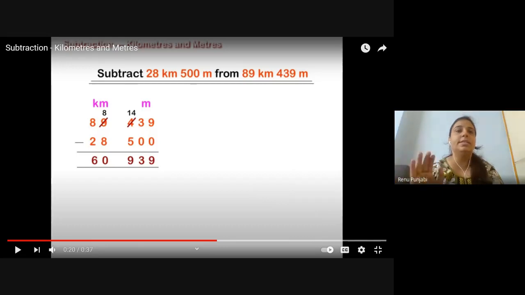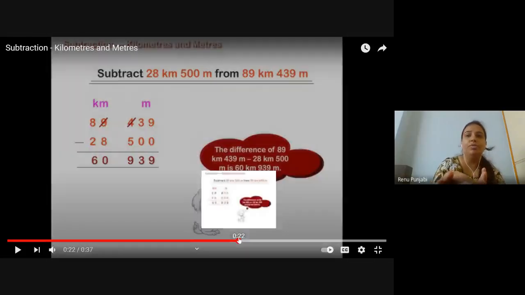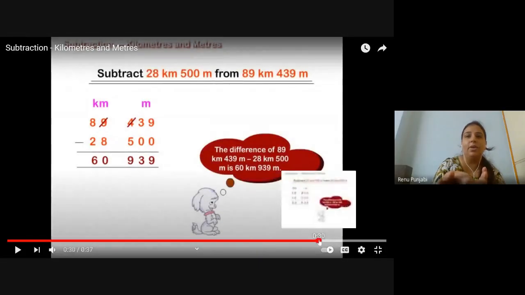You cannot say 60,939. If you are reading it as 60,939, then only one unit will come, that is meters: 60,939 meters. But when you are reading it separately with kilometers and meters, then you will say 60 kilometers, 939 meters. So after the completion, I'll show you, you will write the answer like this at the bottom.